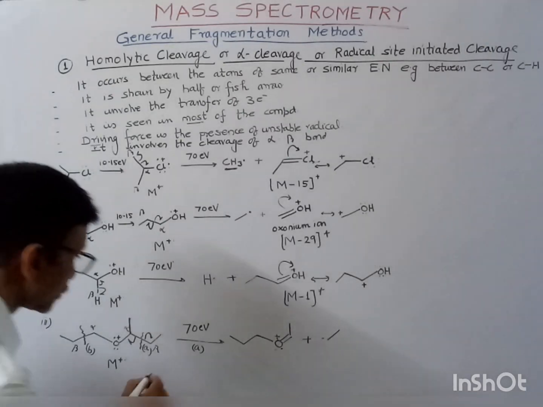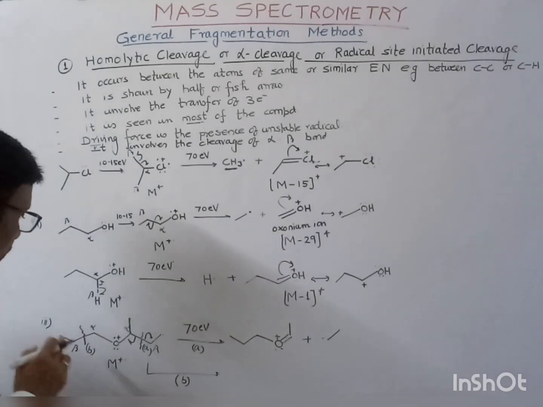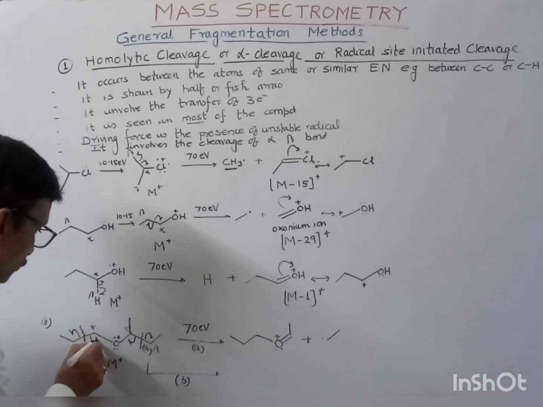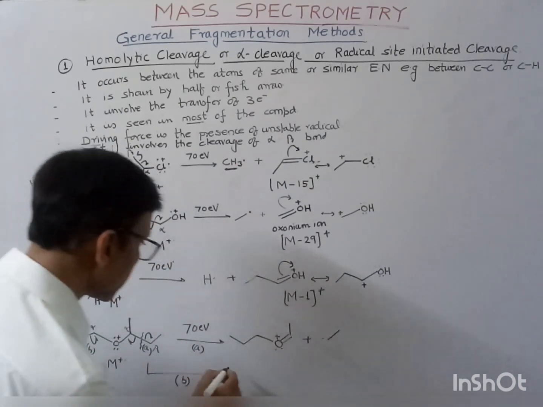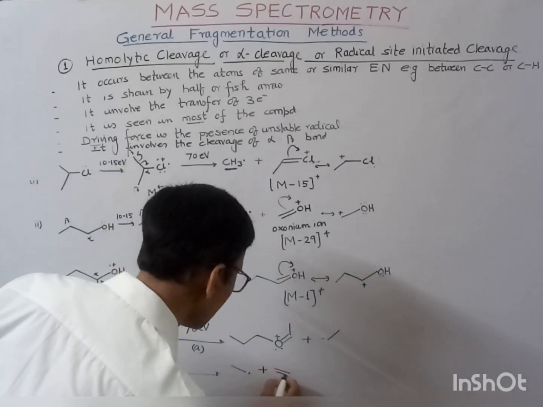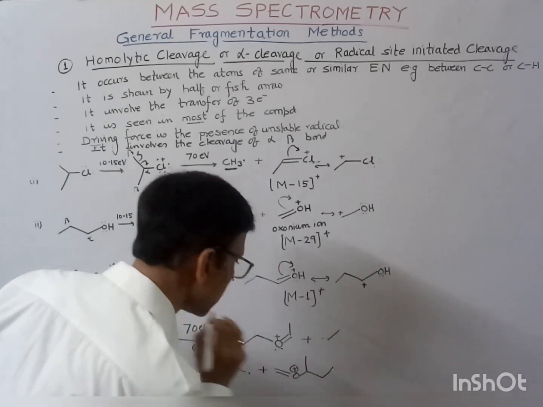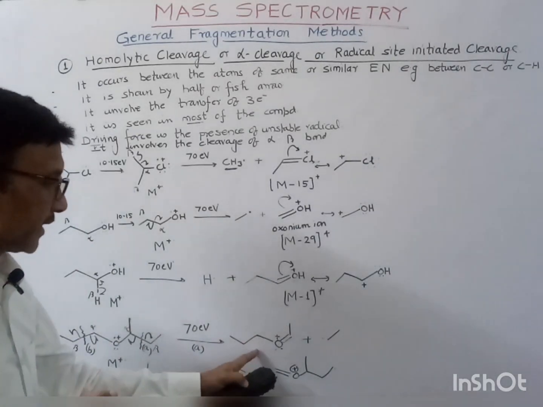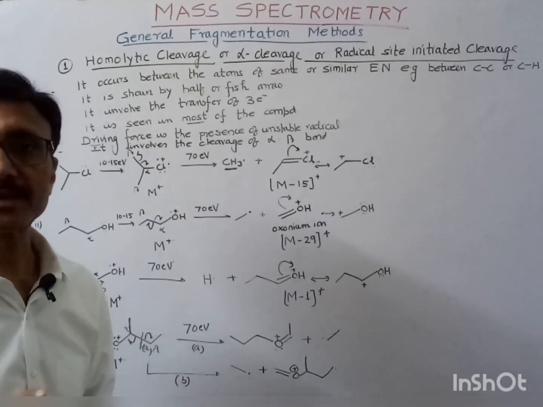Now another possible cleavage, by path B. It can again undergo cleavage at this one and this one. So there is a radical over here, this will form a double bond, and we will get an ethyl radical. The positive charge will remain as such. So this is the other one. The mass analyzer will detect these cations. The mass analyzer will only detect the cation; it will not detect the radical.